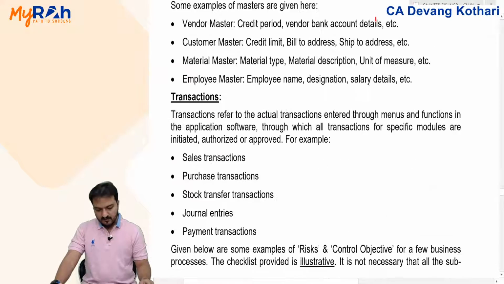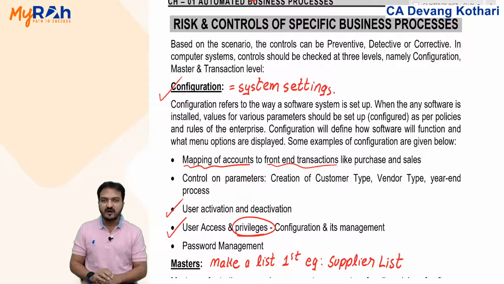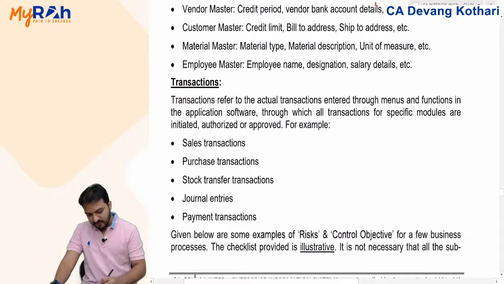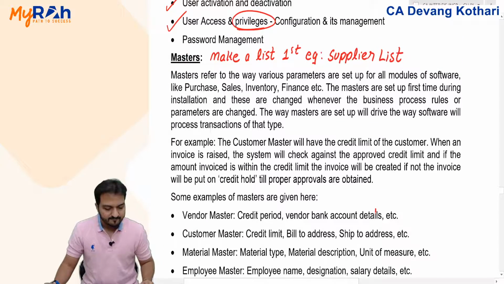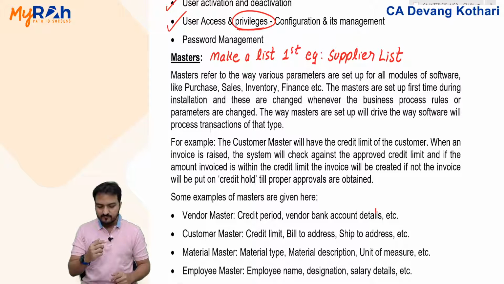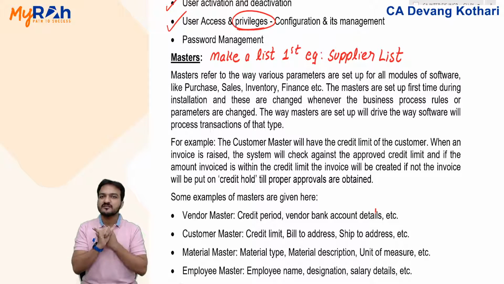I've given you a shortcut method to remember the majority of the risk over there. Most of the risks given under this part are classified under three categories: configuration, masters and transactions. Remember what is masters, what is transactions. Master data and transaction data. Configuration is settings. Master data is the data which is relatively permanent. It is long term. For example, you create the ledger account, you create the list of debtors and creditors. This comes under master data.